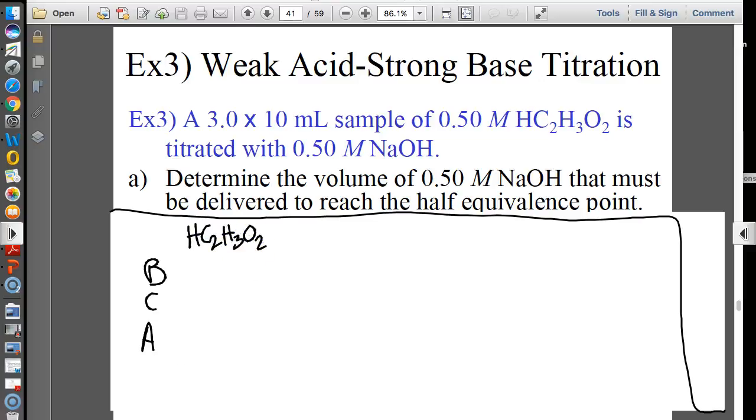Anyway, HC2H3O2, since it's a weak acid, when I do my net ionic, I do have to keep it together. Then I have hydroxide, and that gives me water and acetate. To start this out, I don't know the volume of sodium hydroxide, obviously. That's what I'm looking for. But I do know the volume of the acid. I have 30 milliliters, which is 0.03 liters. I'm just doing it right here because I don't have room. This is obviously not part of my table. I'm just going to find moles of acid real quick.